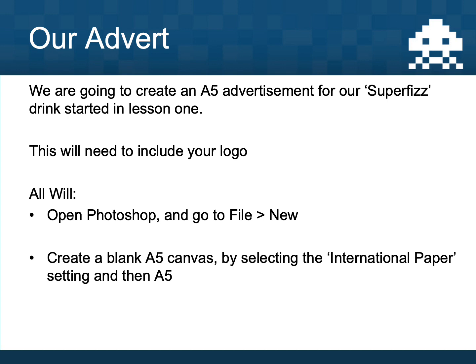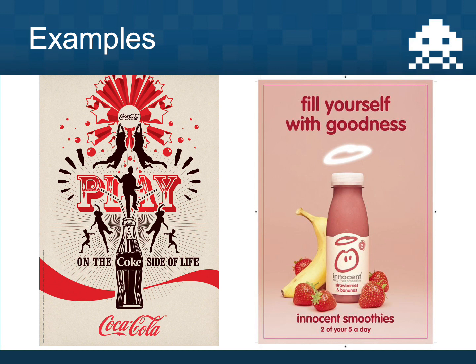Then we're going to take a look at a couple of examples of different adverts. So here are two very famous drink brands. We've got Coca-Cola and we've got Innocent Smoothies. Both of their adverts are examples of digital graphics. They've combined a number of different images together, plus some text. You're going to be creating something like this in a moment.